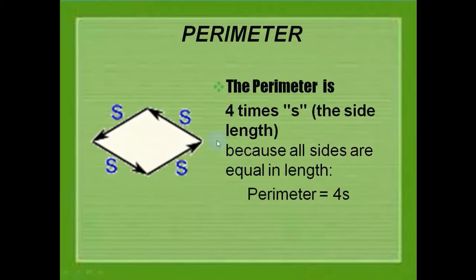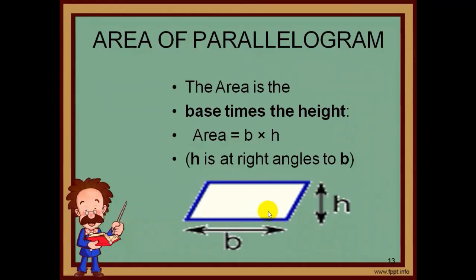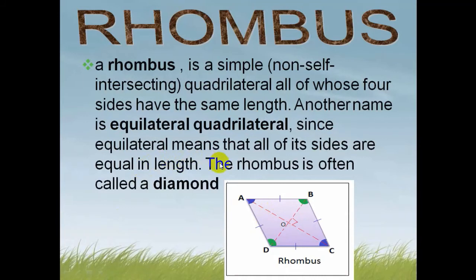In a rhombus, the lengths of all sides are equal, and the measures of the opposite angles are equal. So this is a rhombus, A, B, C, D is a rhombus. This is also a quadrilateral which has four equal sides.